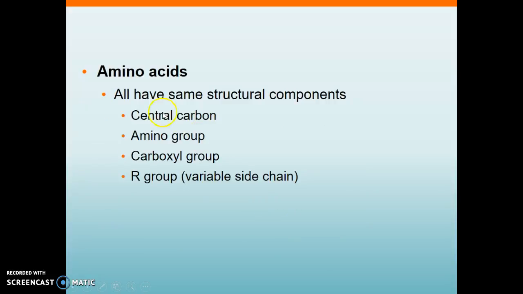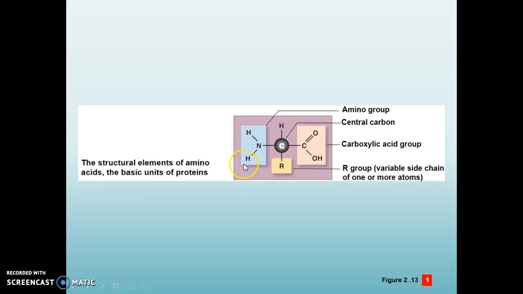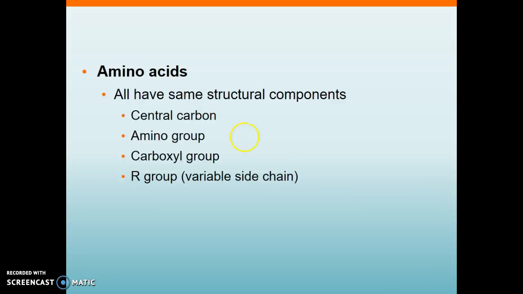So amino acids, we have to talk about why they're called amino acids. Well, part of the structure is an amino group, NH2. Part of the structure is an acid or carboxylic group, the C double bond OH. They sandwich the central atom here, but the rest of the amino acid is called an R group, and it varies from one amino acid to another. The simplest amino acid would just have a hydrogen there for that R group. So all have the same structural components, a central carbon, amino group, carboxyl group, and the R group, which is variable.